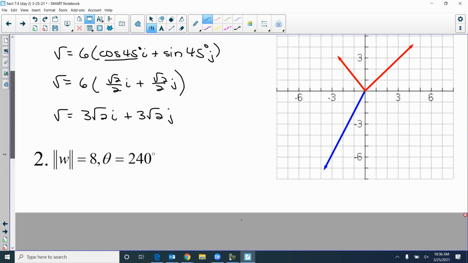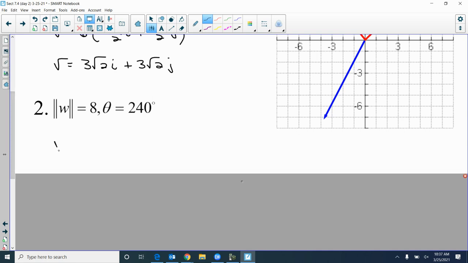All right, the second one is the one in quadrant 3. Let the length of that one be 8 and the angle be 240 degrees. Now you're going to have to estimate the length, and it's not going to fit in a perfect spot. Let's figure out what it is in IJ form. The vector W is going to be 8 times cosine of 240I plus sine of 240J.